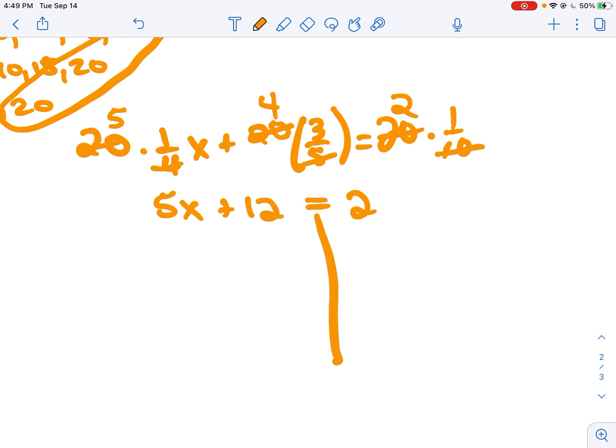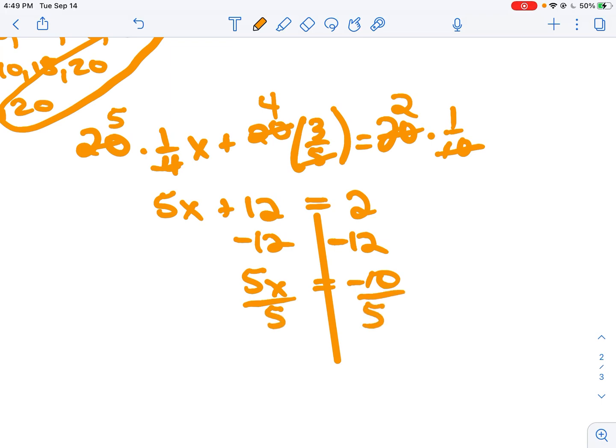And then again, I solve it just like I've been solving. I subtract 12 from both sides. 5x equals negative 10. Divide by 5 on both sides and get x equals negative 2.